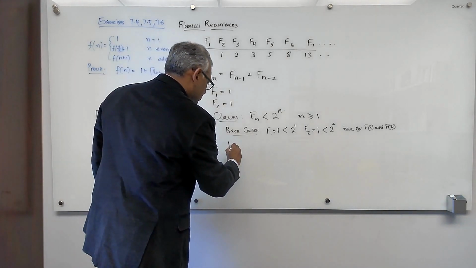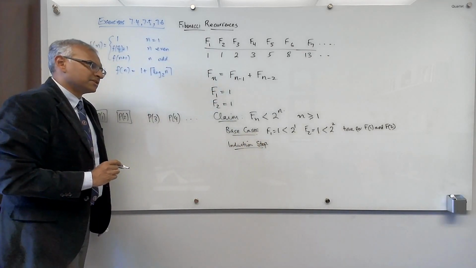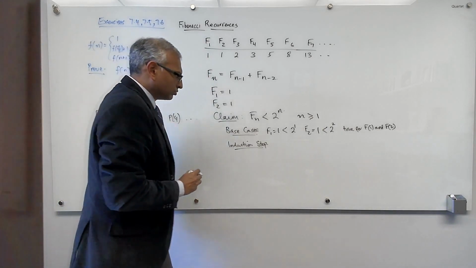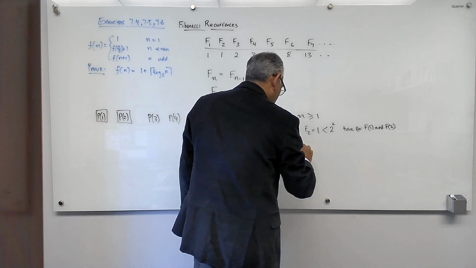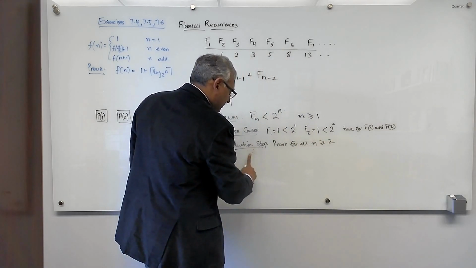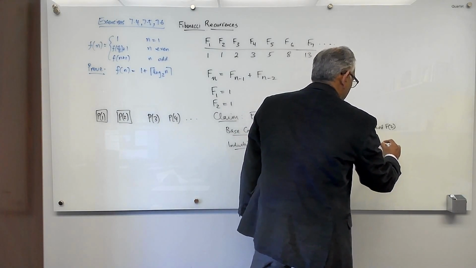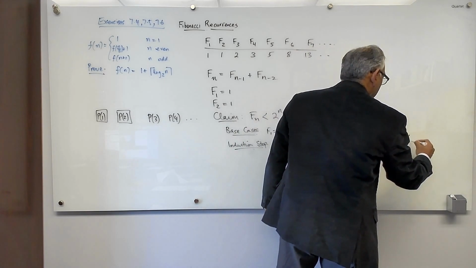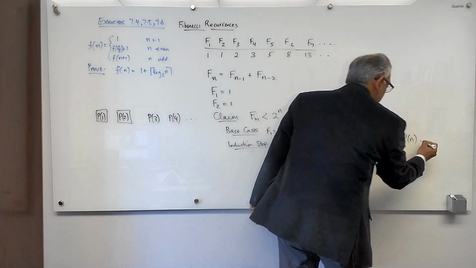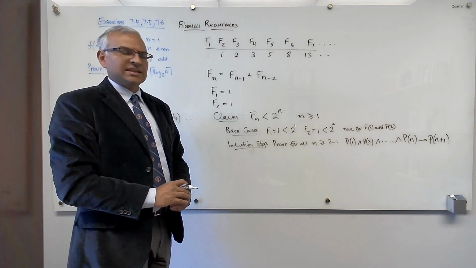Okay, so the induction step. In the induction step, I'm going to now try to prove that for all n greater than or equal to 2, P1 and P2 and ... and Pn implies P(n+1). So if I assume it for all the values up to n, then that's going to imply it for P(n+1). So that's the strong induction step.